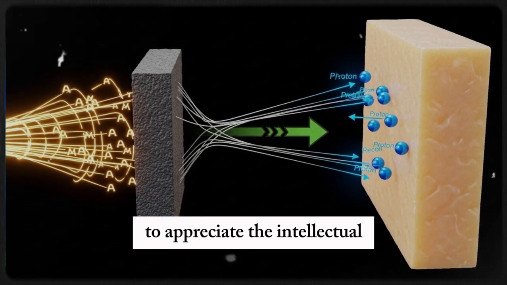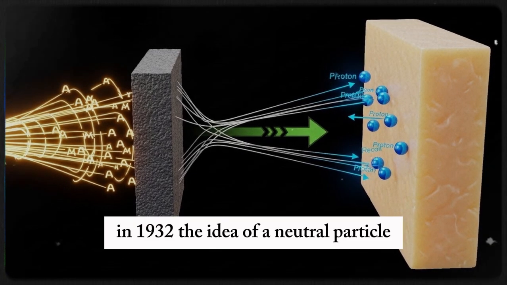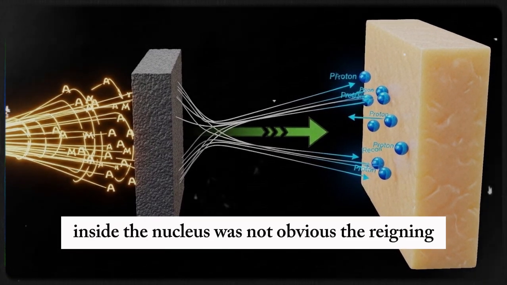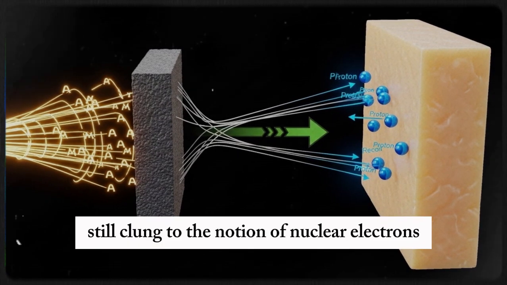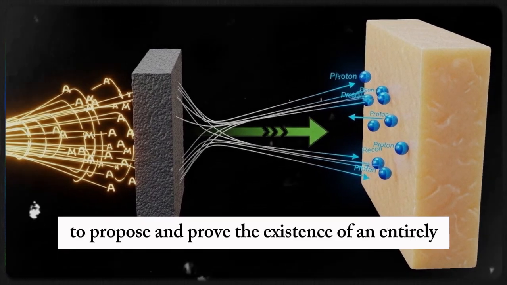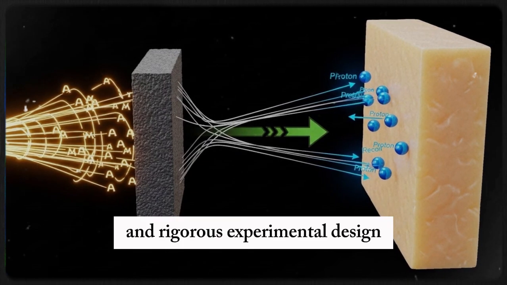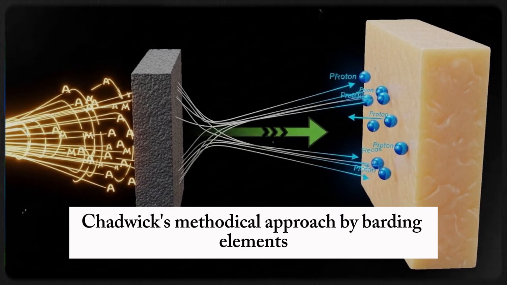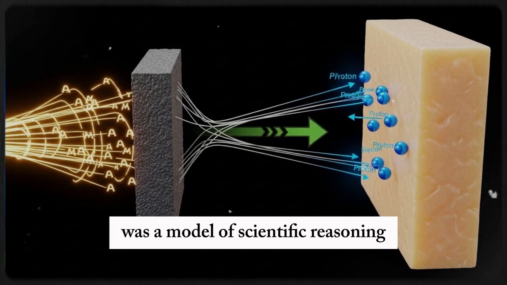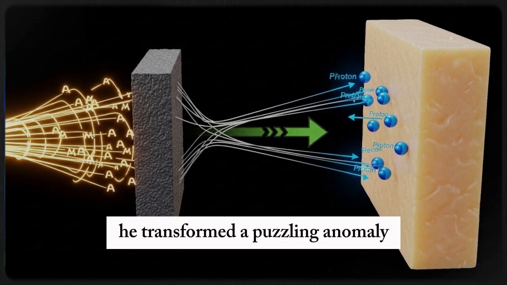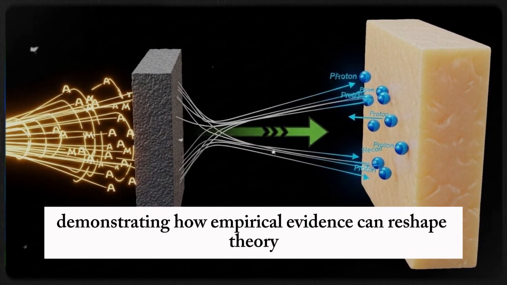It is worth pausing to appreciate the intellectual courage required for Chadwick's achievement. In 1932, the idea of a neutral particle inside the nucleus was not obvious. The reigning theories still clung to the notion of nuclear electrons. To propose and prove the existence of an entirely new particle required both boldness and rigorous experimental design. Chadwick's methodical approach, bombarding elements, measuring recoils, eliminating alternative explanations, was a model of scientific reasoning. He transformed a puzzling anomaly into a clear discovery, demonstrating how empirical evidence can reshape theory.